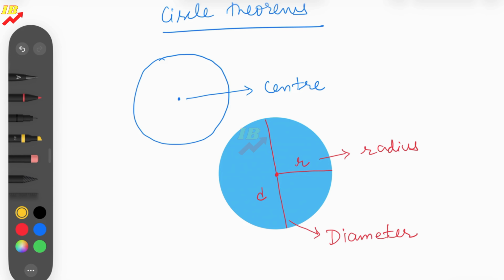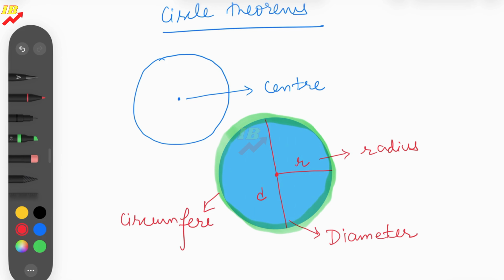Next thing is very easy and very interesting. This whole line, which we are calling the circumference, this line is actually called the circumference of the circle, which is actually the outer boundary of the circle.